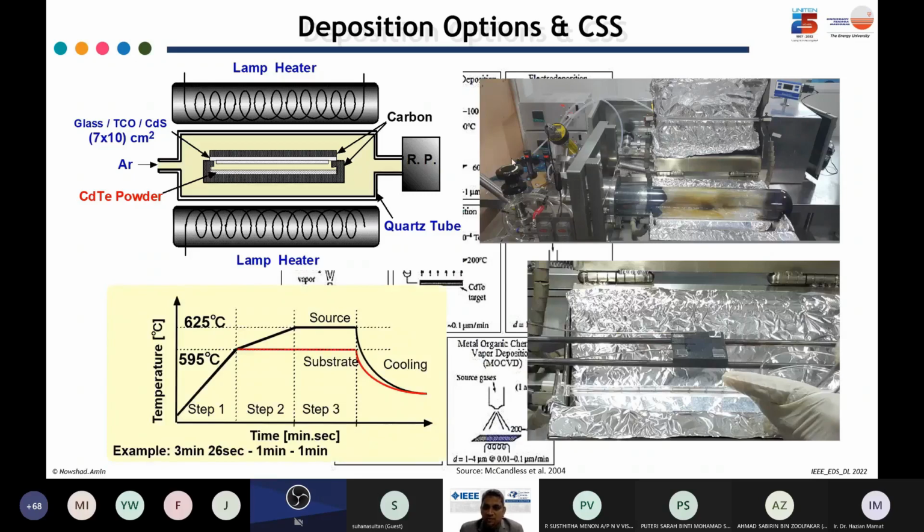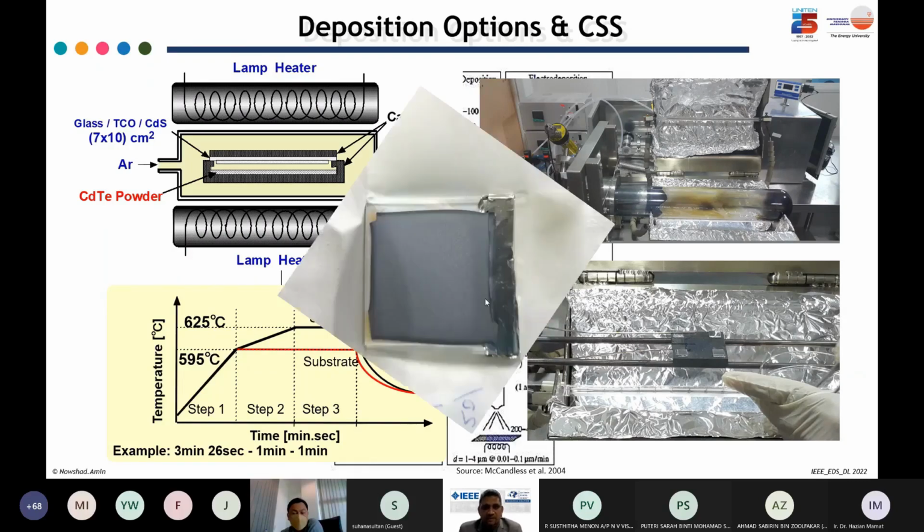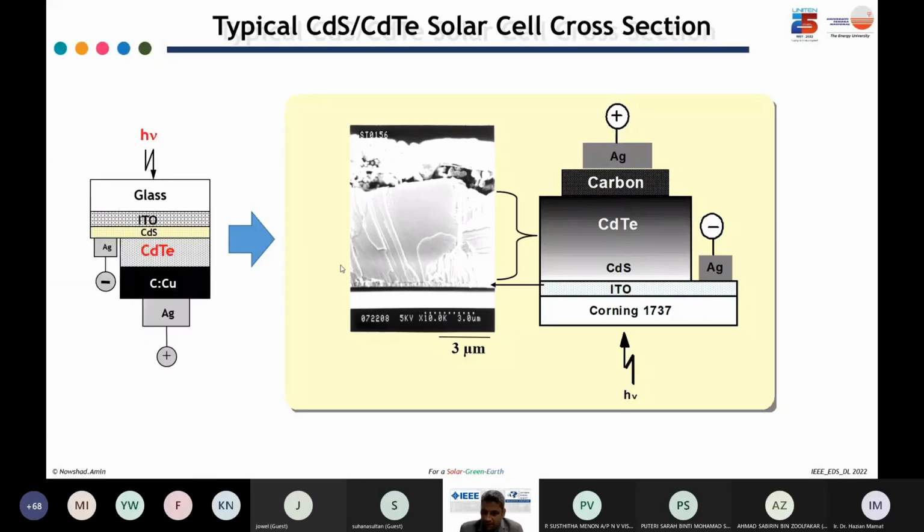Here I'm showing one of such CSS apparatus in our lab, and whenever we remove the glass tube, you can see the substrate holder. This is the sintered cadmium telluride powder, and this is the film that we produce in our lab. So now I'm going to show some of our experiences from the past.